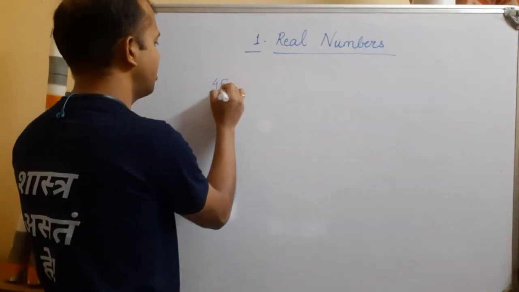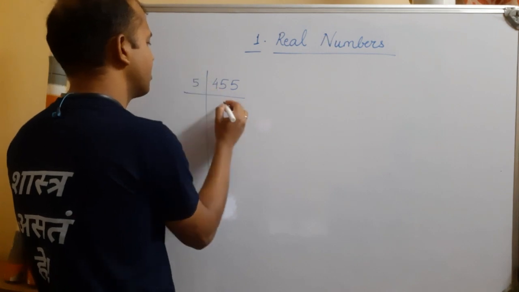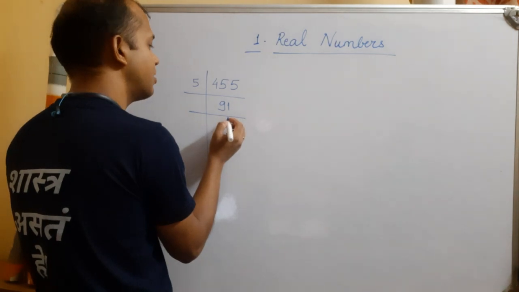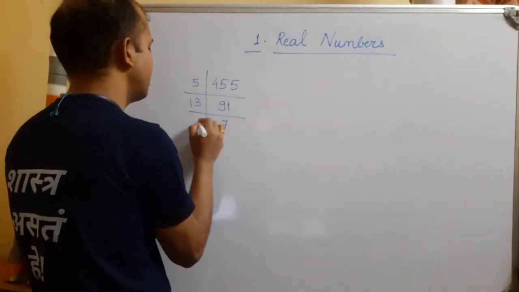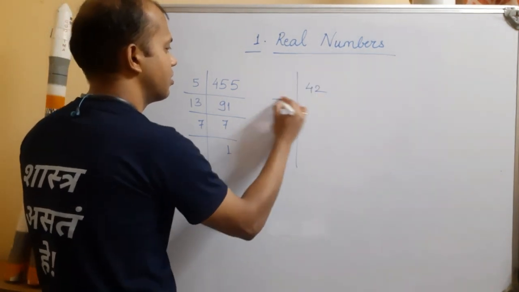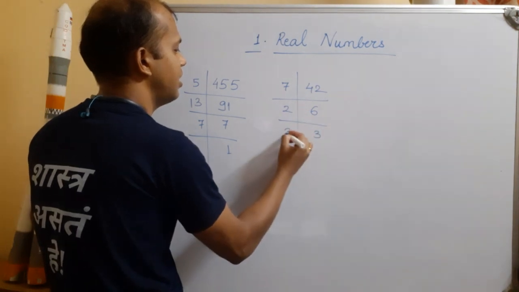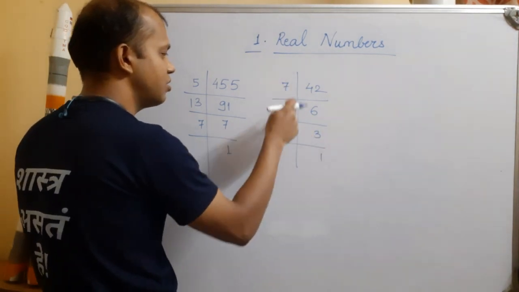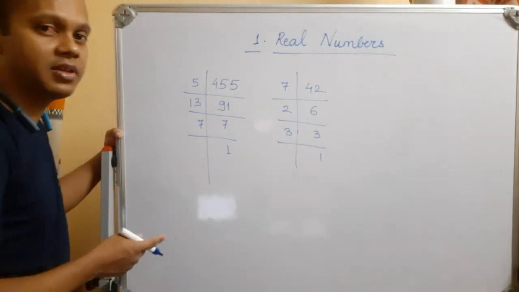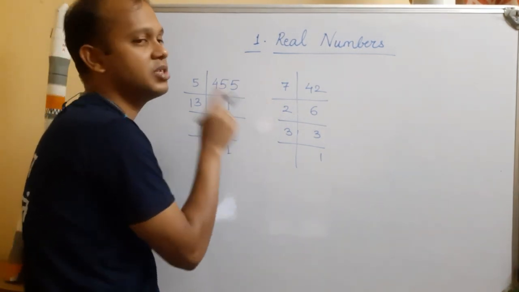Our two numbers were 455 and 42. Let's factorize this. 5 times 91, and 91 comes in the table of 13, so 13 times 7 and 7 times 1. Next we have 42. 7 6s are 42, 2 3s are 6, 3 1s are 3. Remember that I can do this factorization in any sequence because it is unique. This we are going to study in the next topic, fundamental theorem of arithmetic. No matter in which sequence you do the division, you will get the same factors again.